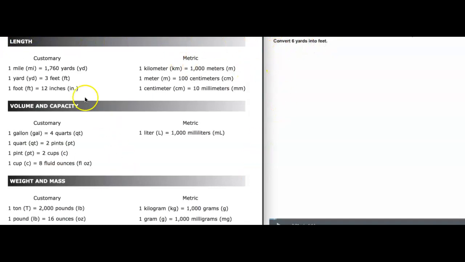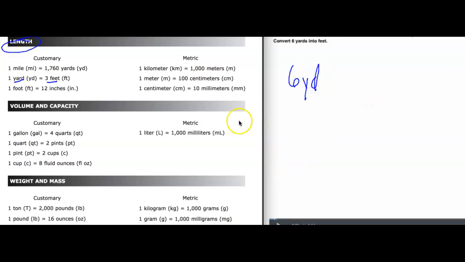Okay, so if we're doing units of length, then we have to figure out which is the larger unit and which one is the smaller unit. So here is length, and we have yard and feet. What is the larger unit, yards or feet? Answer that, please. Very good. Yards are larger. So we're going to be going from a larger unit to a smaller unit. Does that mean we're going to need more units or less units in order to find the equivalent? Answer that, please. All right, so we know that we have 6 yards.